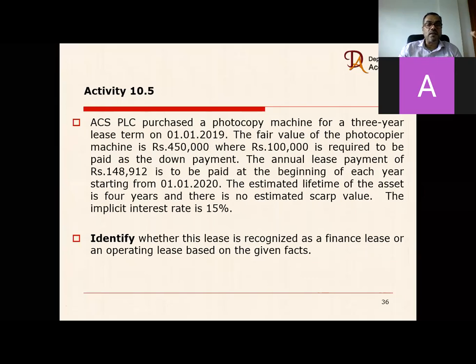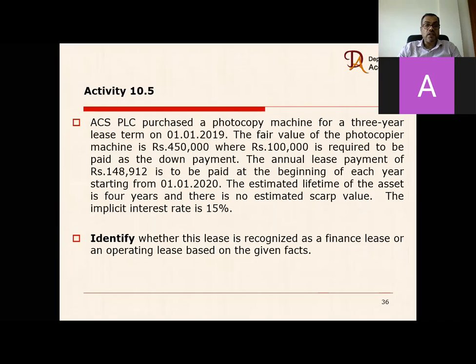comprises several items, maybe 2, 3, mainly 2: fair value of the lease liability and down payment or any direct costs. So in one go, the amount has been given for the lessor's purposes as 450. This is how you should learn.